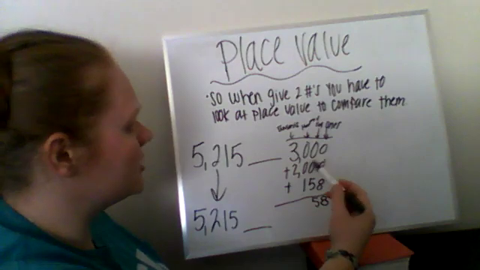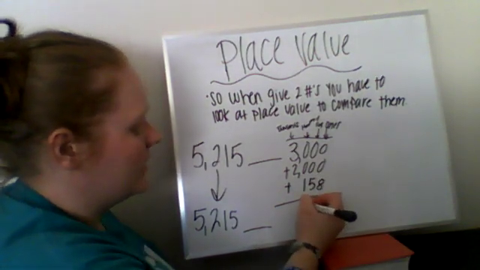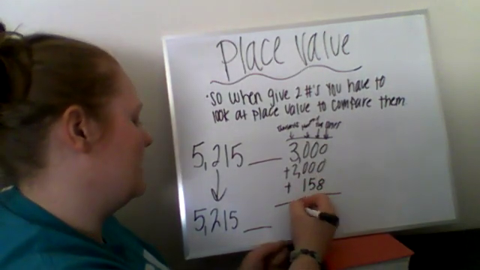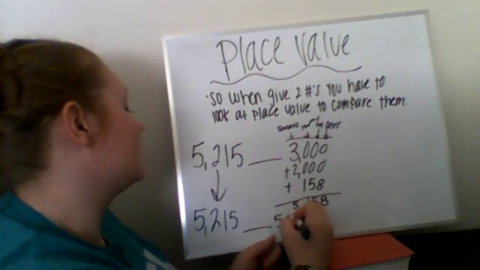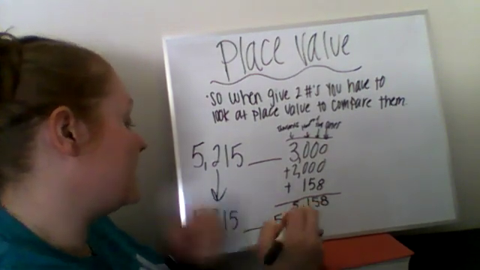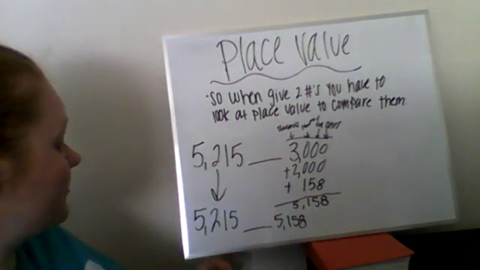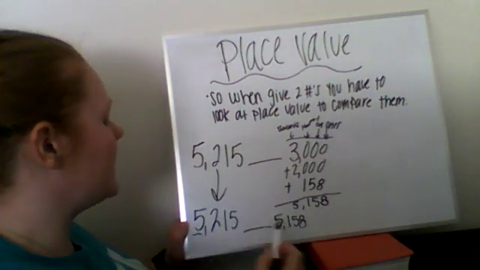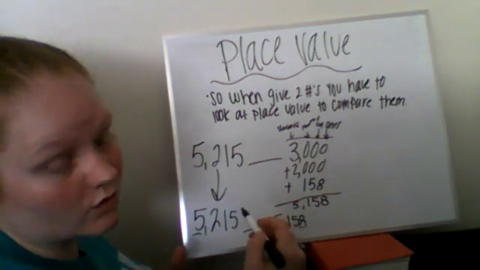If I look at my hundreds, 0 plus 0 is 0. 0 plus 1 is 1. Now, if I look at my thousands, 3 plus 2 is 5. So if you notice, this number looks similar. Okay, so they have some place values that are the same. So if you notice, both of these numbers are in 5,000. So we can't really pay attention to the thousands.